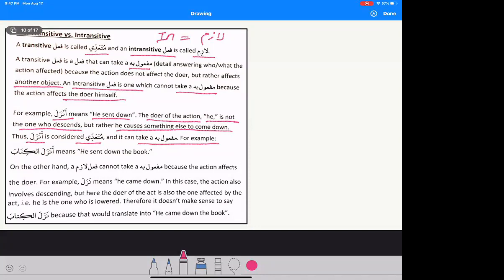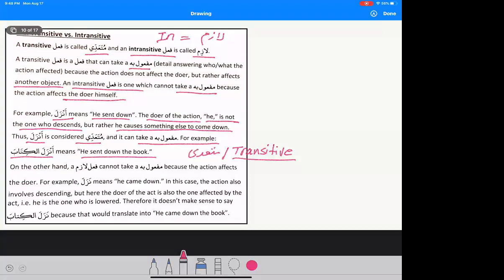For example, when I say anzala al-kitab, it means he sent down the book. So now, he sent down what? He sent down a book. So this book is maf'ulun bihi. So that means this verb is ready to take maf'ulun bihi. So that means this verb is mutaddi, the one who can take maf'ulun bihi, or we can call it transitive. So when you have intransitive, that is an action happening inside you. You can remember it that way, okay?